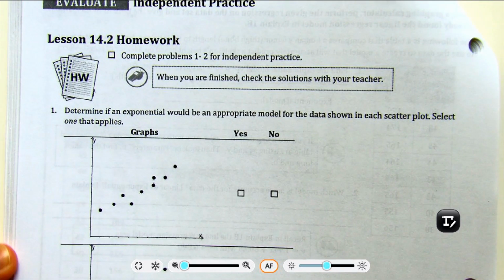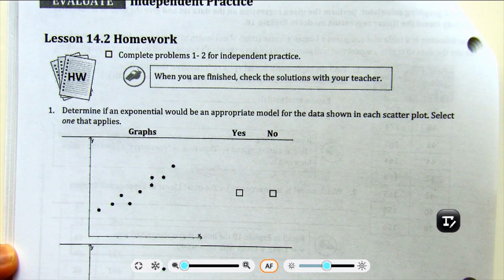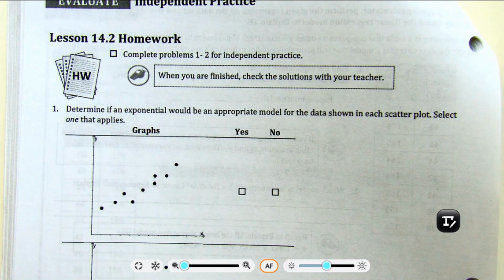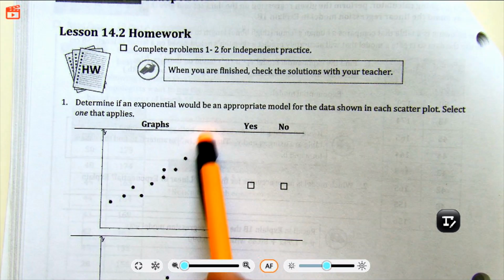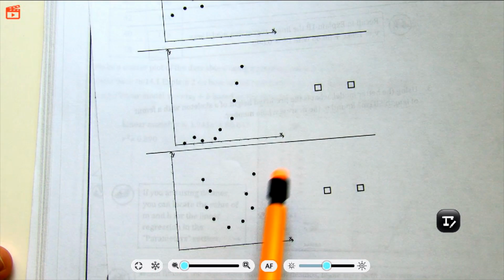If we look at the homework, lesson 14.2 homework, we're going to be given some graphs, and we're going to be given data, and we're just going to be selecting what is the best appropriate model. So for question 1, determine if an exponential would be an appropriate model for the data shown in the scatter plot. So what they're pretty much asking is, does this look like an exponential? So either yes or no. Does this look like an exponential? Yes or no. And does this look like an exponential? Yes or no.